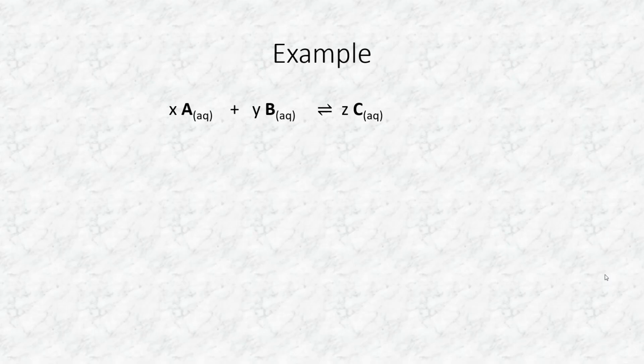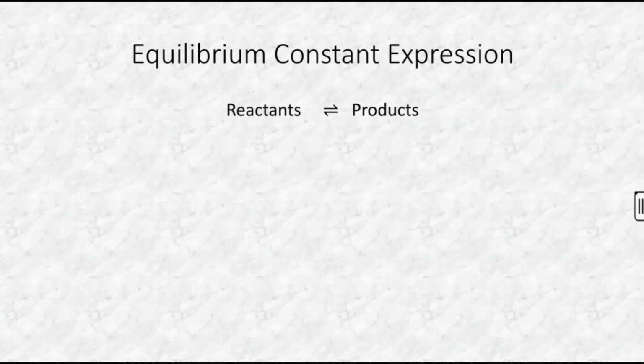So let's consider an example. Substances A and B react together, and the product is substance C. The reaction is reversible, as you'll see with the bidirectional arrow, the reversible arrow, showing that it is a reversible reaction. In this example, substances A, B and C are all in aqueous solution. The stoichiometry is that X moles of A and Y moles of B react together and give Z moles of C.